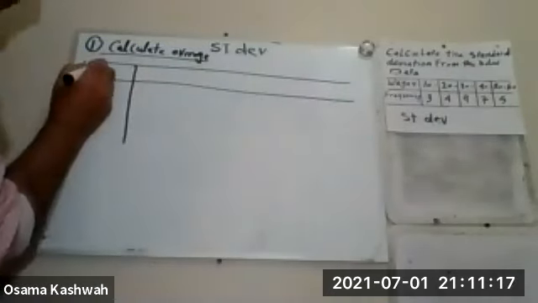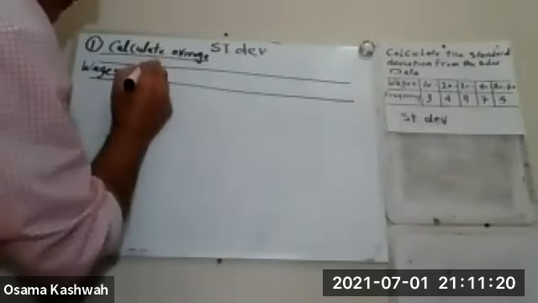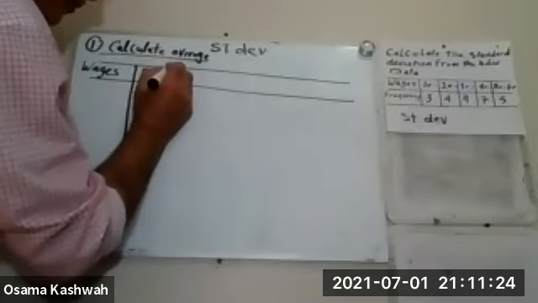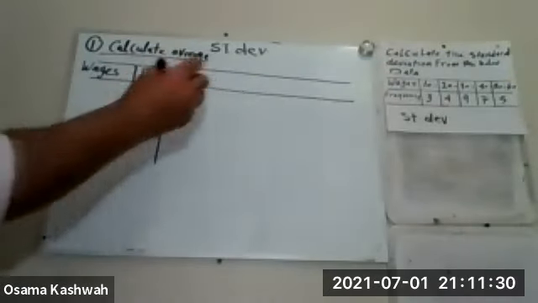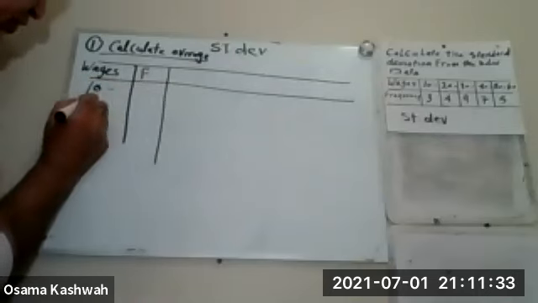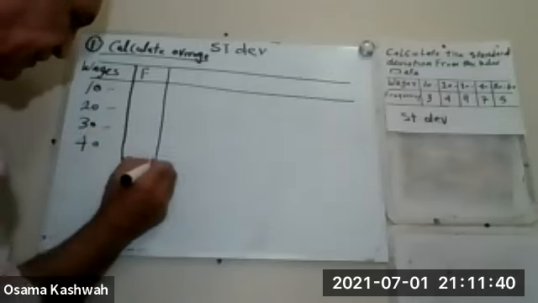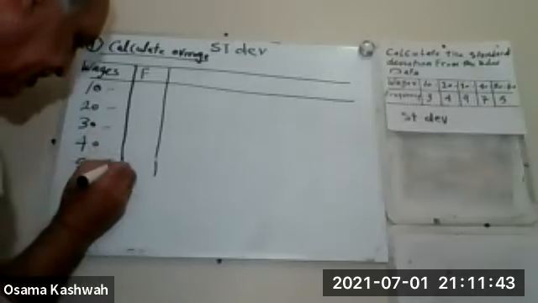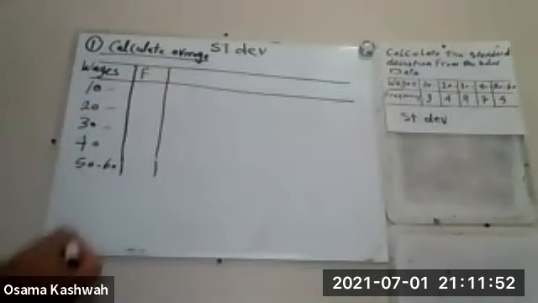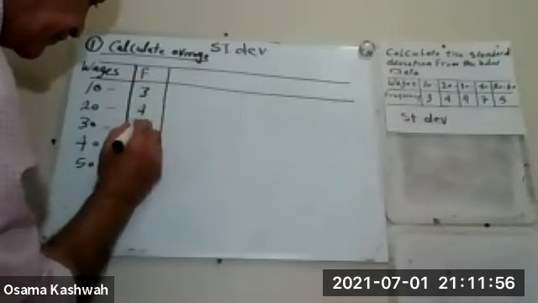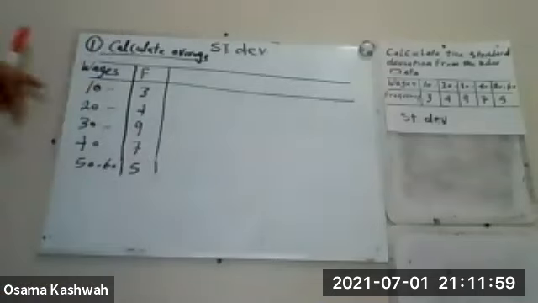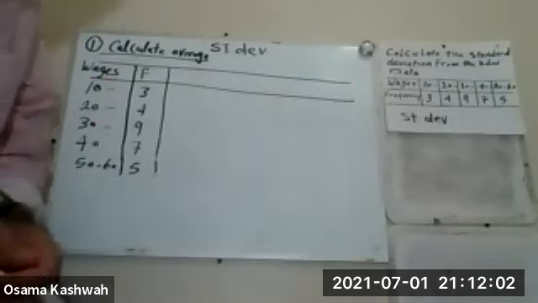Here are the wages. Here is the F, the frequency. What I had in the example horizontally, I will put back vertically. We had before 10, 20, 30, then 40, then 50 to 60. And the frequency is 3, then 4, 9, 7, 5. This is only what I got horizontally, and I am putting it back vertically.